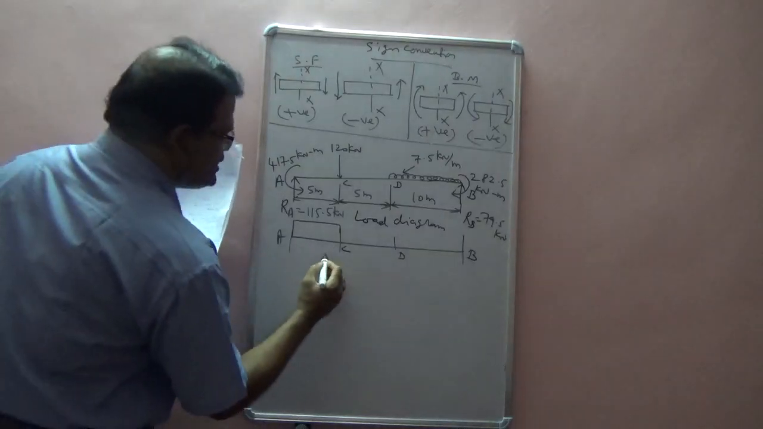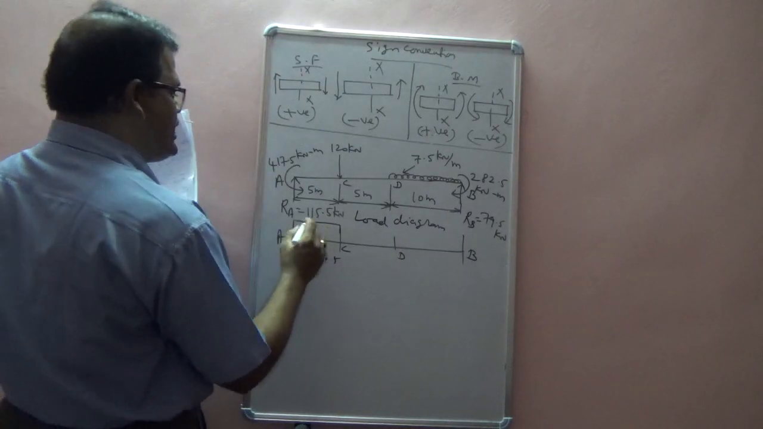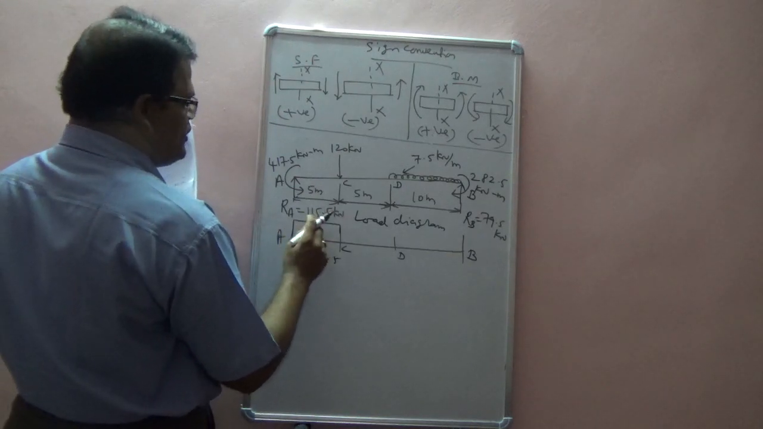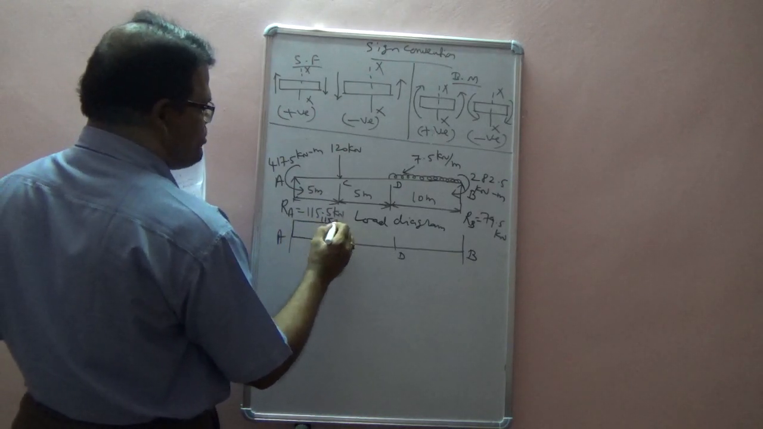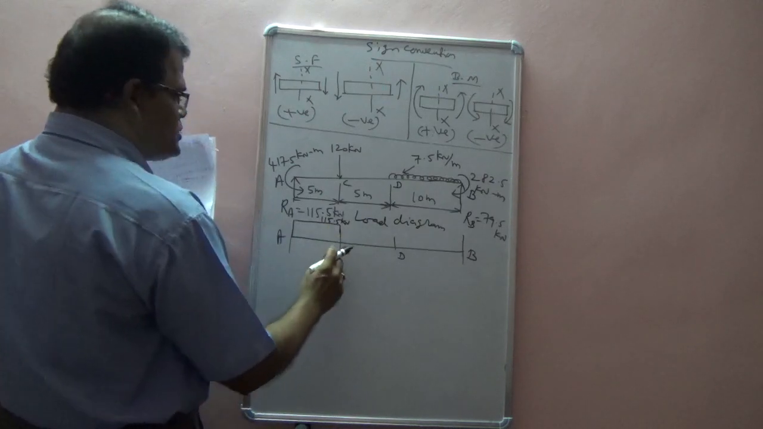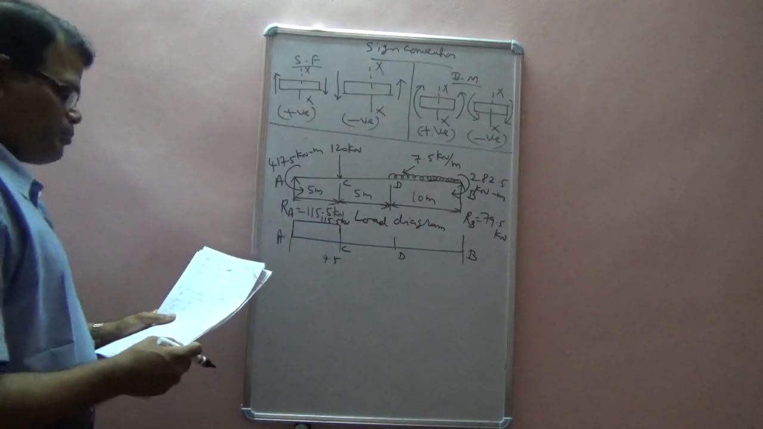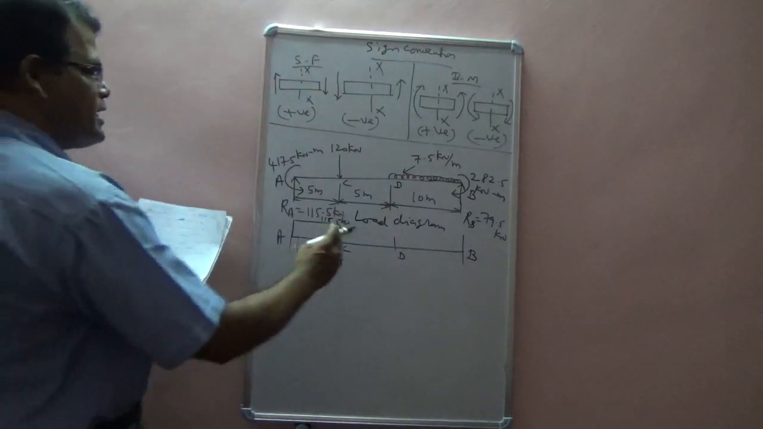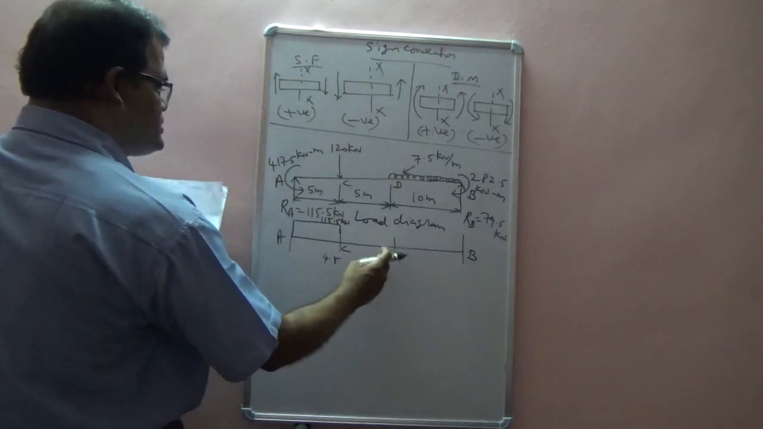Okay. So here it is 4.5. Here it is 11. So this distance is 115. Okay, 115. So I write it here 115.5 kilonewton. So at C it is minus 4.5. That is left side of D or right side of C. So right side of C, left side of D.